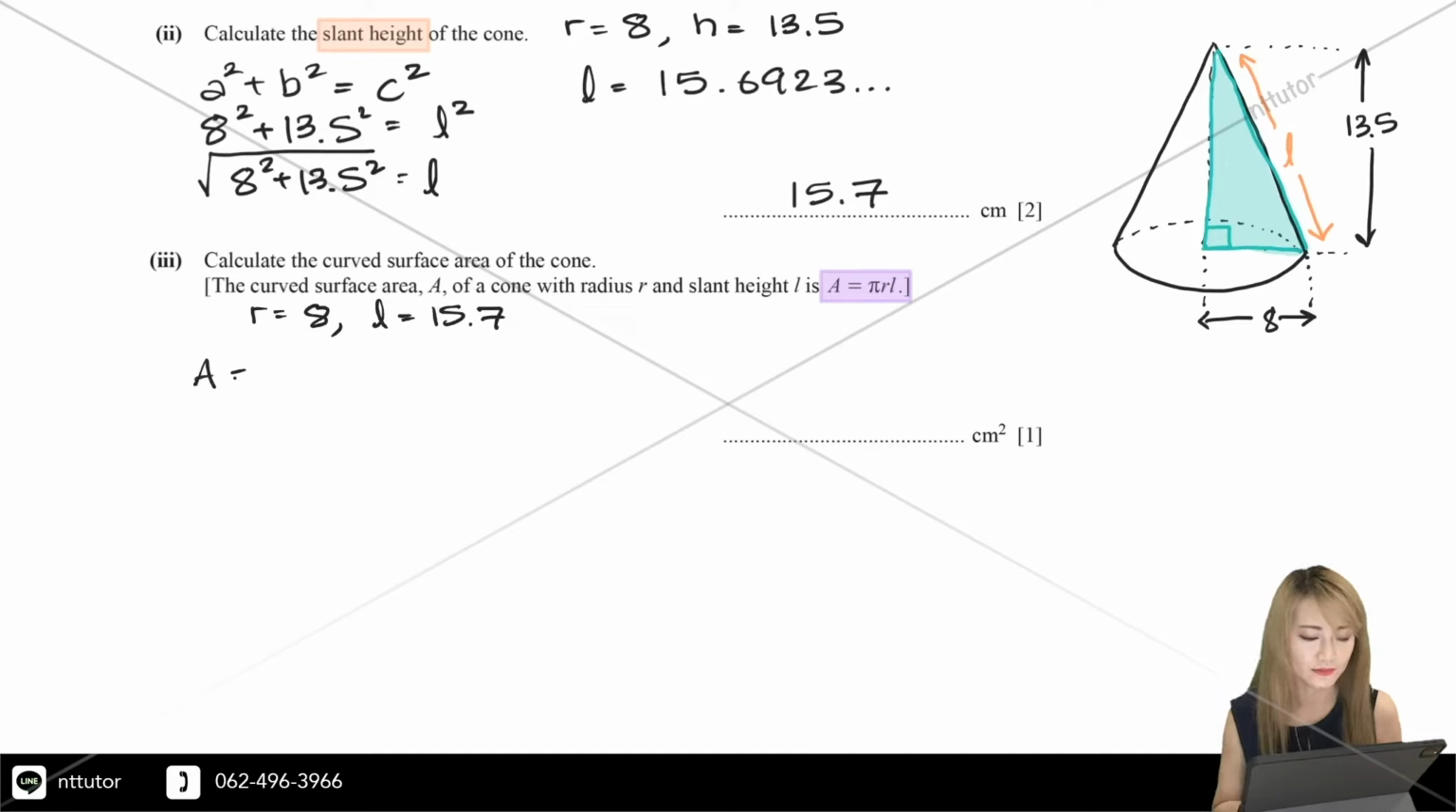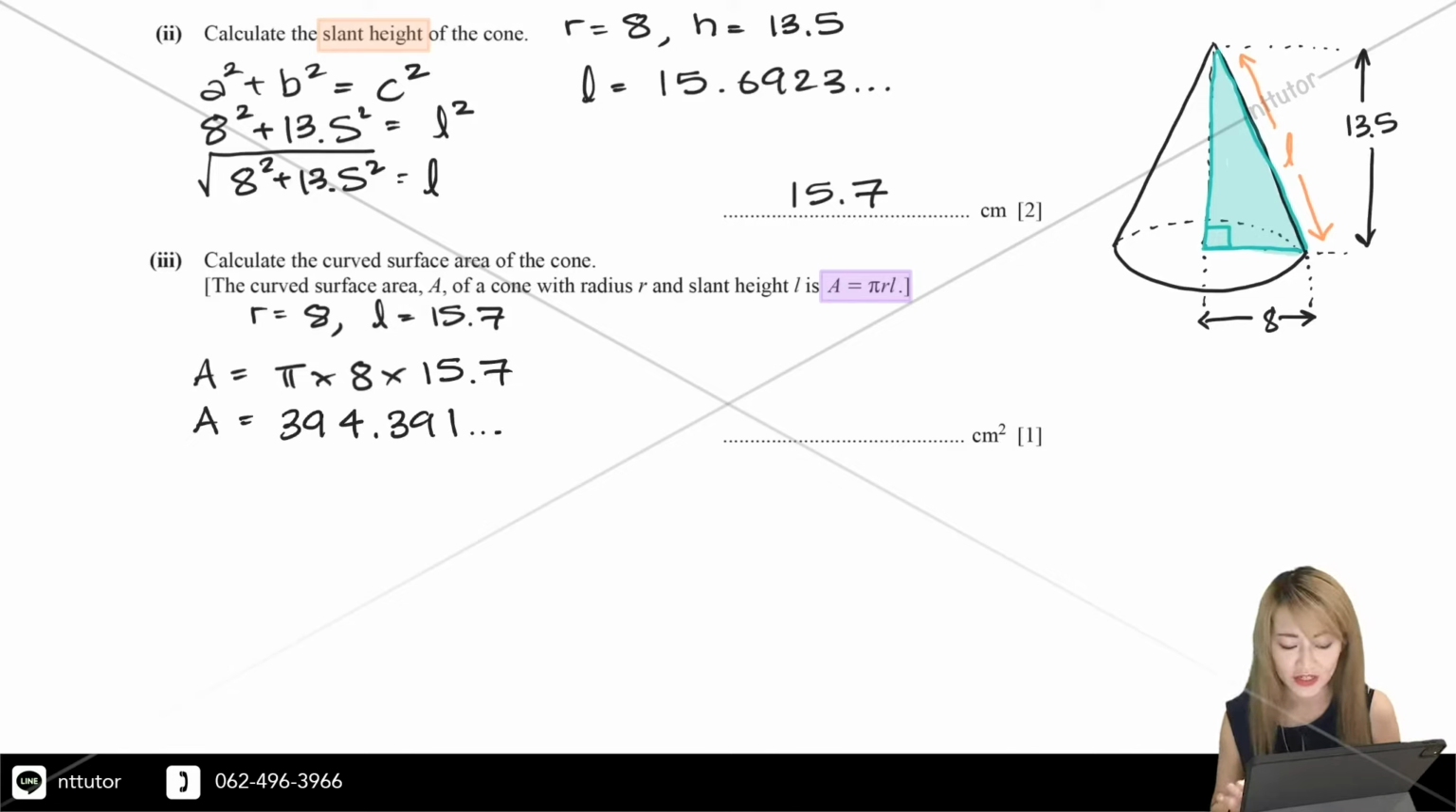So area equals pi multiplied by 8 multiplied by 15.7, and that equals 394.391. So we need to round this to 3 significant figures, so that's 394 centimeters squared.